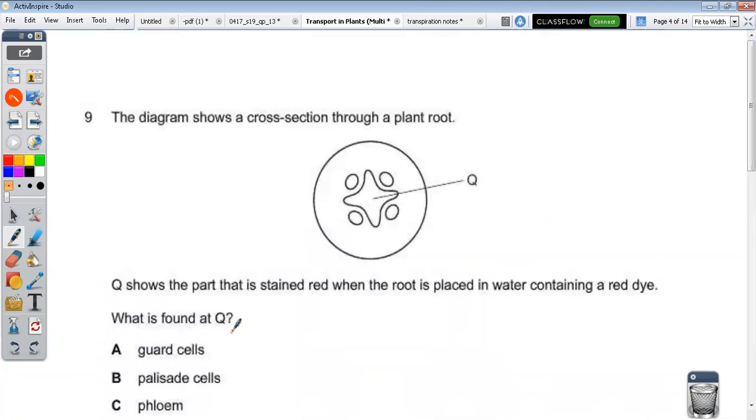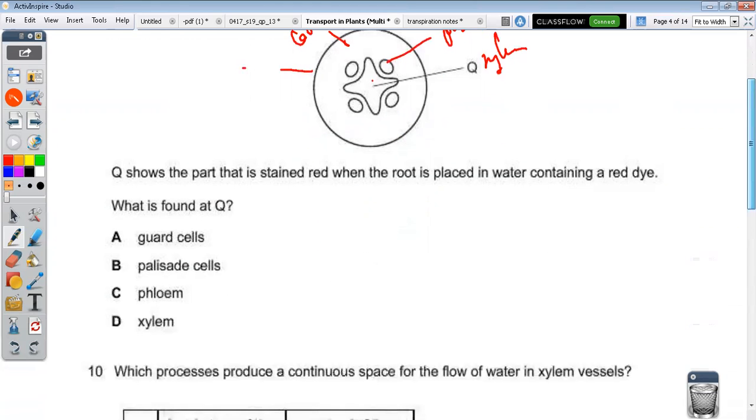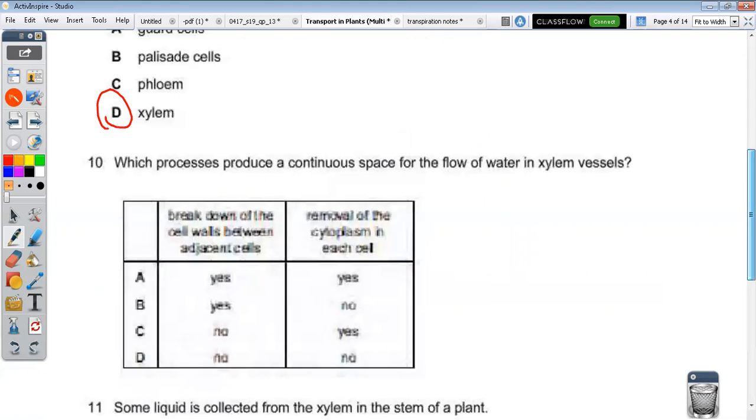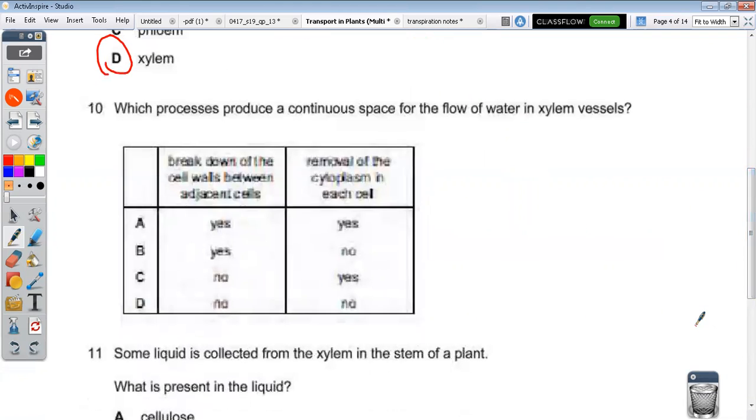What is found at Q? What is Q? The xylem. Do you agree? Yes. What is this? The phloem. The cortex, epidermis. We need to know all that. What is found at Q? Xylem. How am I saying they were not seeing clearly? I don't know. On this part, maybe.